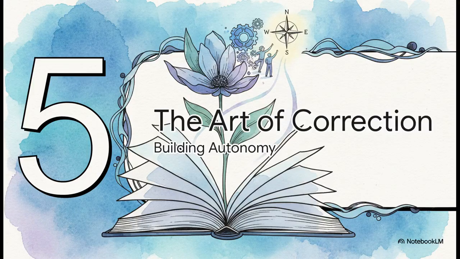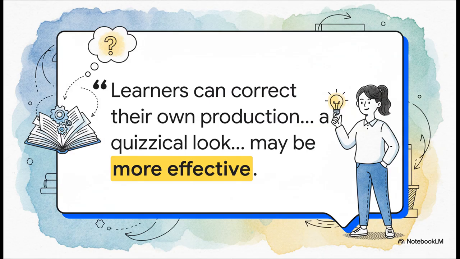So when you take all these tools, for speaking, for writing, and you put them all together, what's the big picture? What's the art of correction? It's about moving from just fixing mistakes to actually building autonomy. It's about creating learners who are independent and confident. I think this quote really says it all. "Very often, learners can correct their own production. A quizzical look or getting them to retrace their steps may be more effective."